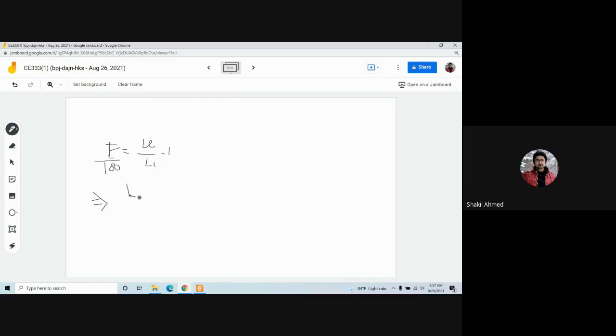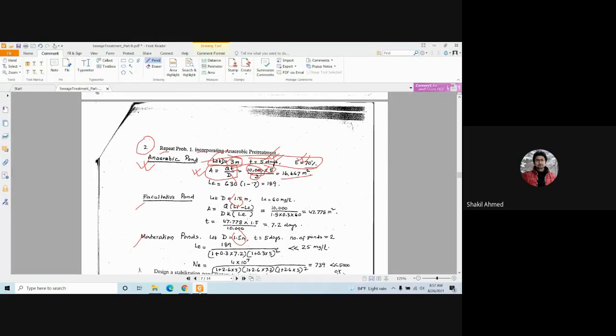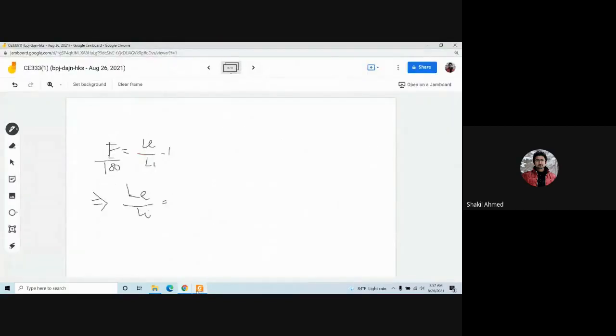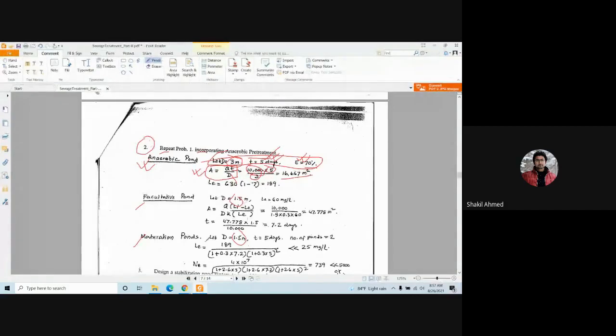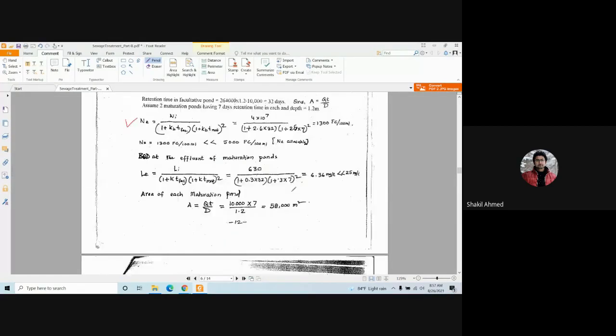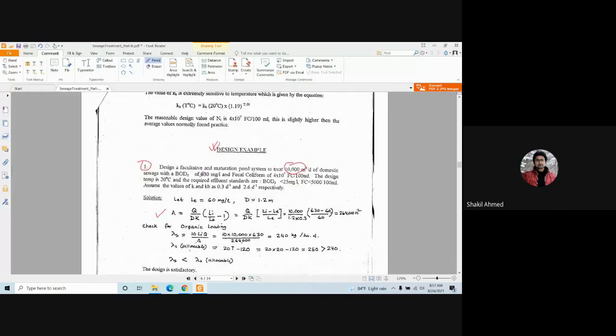Okay. So from here you can write this actually. Le equals Li into 1 minus E by 100. Now E equals what? 70, so 0.7. 1 minus 0.7. What is Li, guys? Li was given. This is 630 milligram per liter.